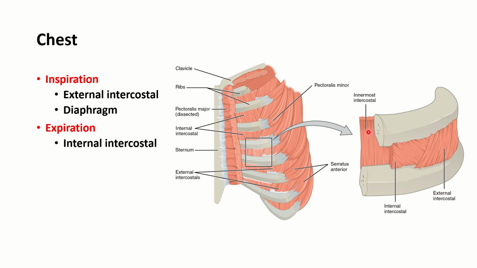Also innermost, you can see this is deeply located, so you have to dissect these two muscles. You can see this is from inside the chest. This is also a muscle of expiration.